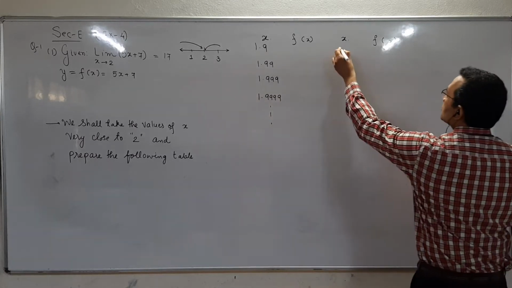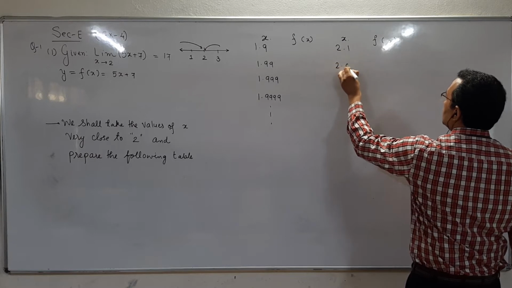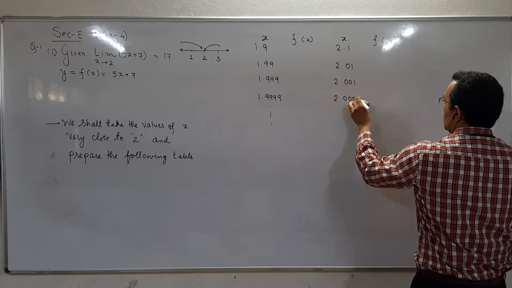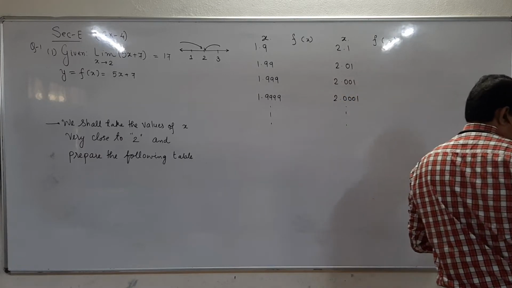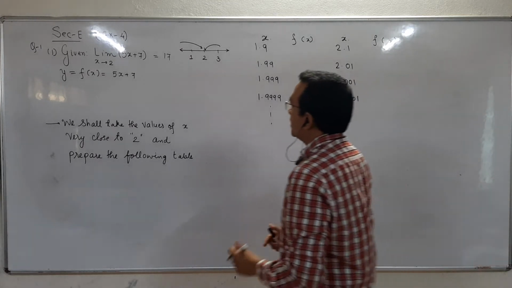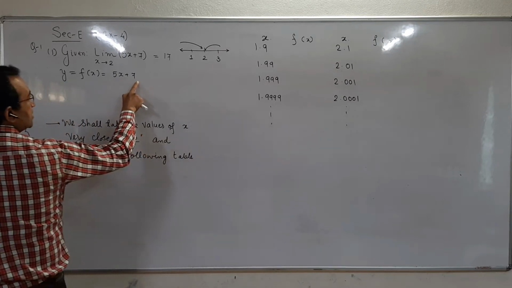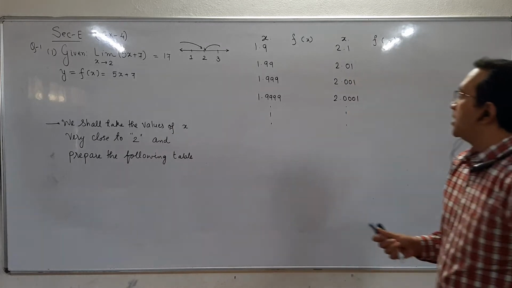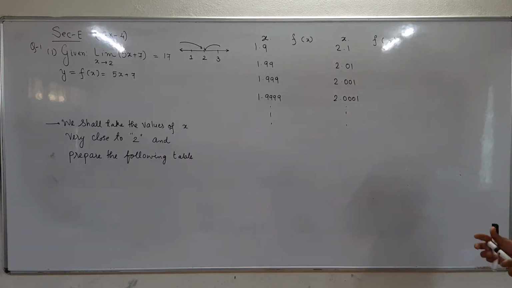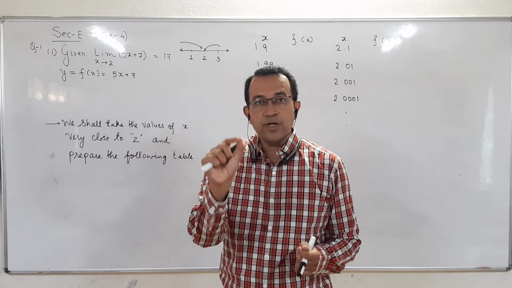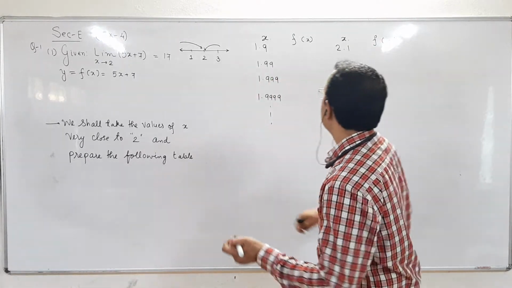Right hand side values, shift 0.1: 2.1, 2.01, and take one more decimal, 2.001, and onwards, students. Now, f(x) is 5x plus 7. So when I take 1.9, students, 19 5s are 95, so 9.5. 9.5 plus 7, so 16.5.